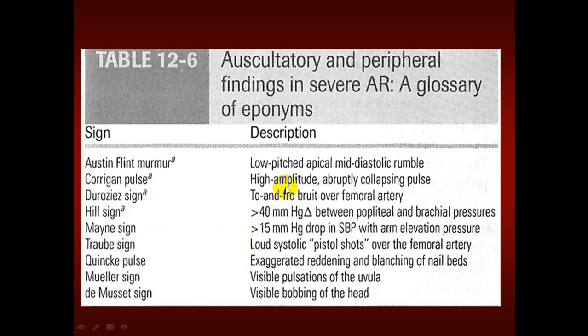Quincke's pulse is exaggerated reddening or blanching over the nail beds. Müller sign is the visible pulsation of the uvula in the roof of the mouth. De Musset sign is the bobbing or nodding of the head. De Musset is the name of a patient, not a doctor. At that time, syphilitic disease was common, and it was a common cause of aortic incompetence. The sign is visible bobbing or nodding head movement.